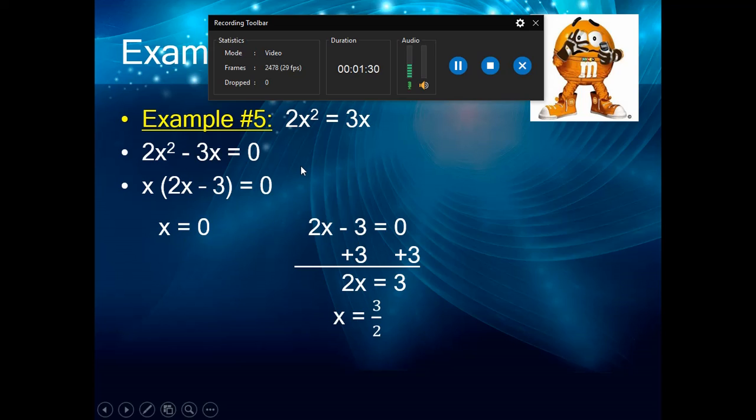Let's check to see that 3 halves works. If I sub it into the left side, when I square it, it would be 9 over 4. And then I'd be multiplying by 2. So I would have 18 over 4, which reduces to 9 halves. When I sub it into the right side, 3 times 3 halves is also 9 halves. So it does work in balance. So I'm going to write my solution set, SS, as 0 and 3 halves. So these are the locations of zeros on my graph.